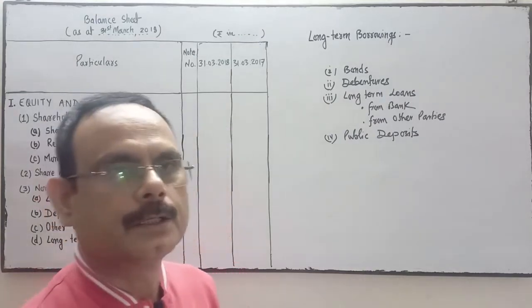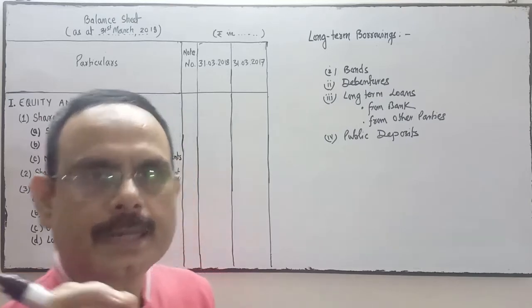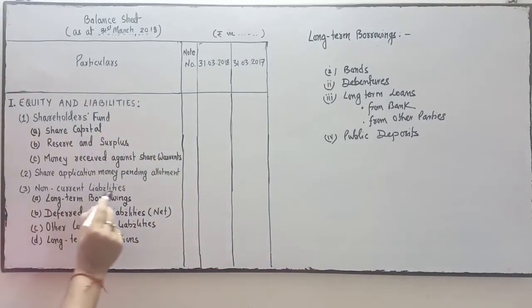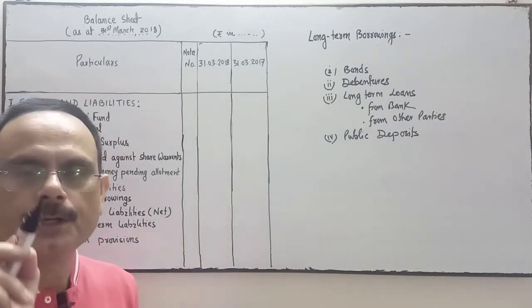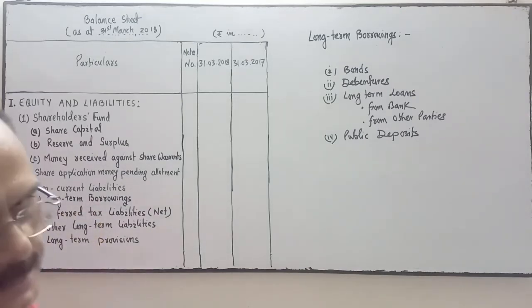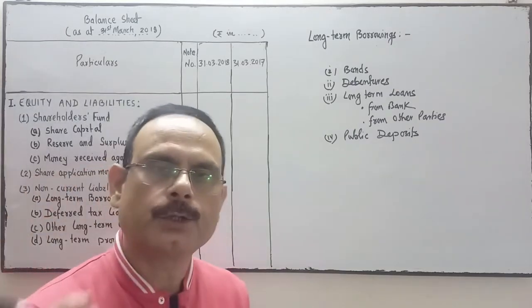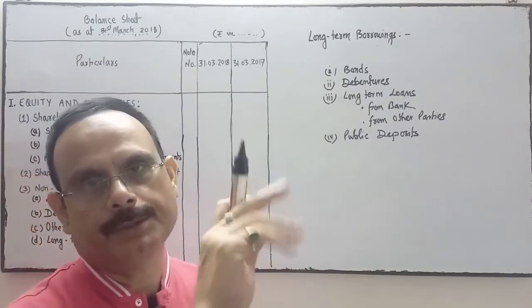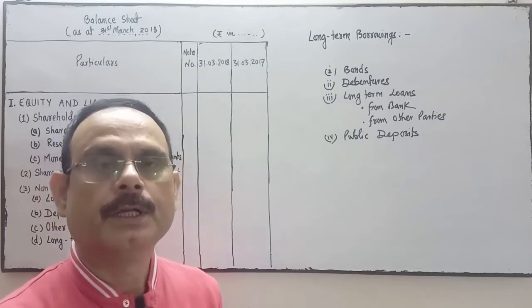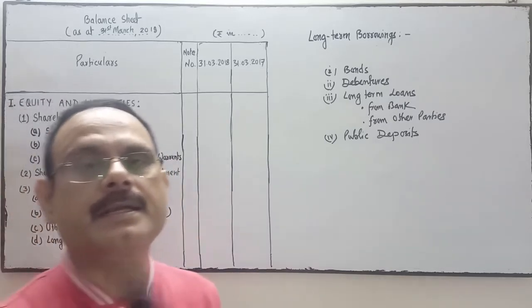Now next is non-current liability. The next heading is non-current liabilities, the third heading. Under the non-current liability: long-term borrowings, deferred tax liability, other long-term liability and long-term provision. Non-current liabilities are those liabilities which are not the current liabilities. Very simple.